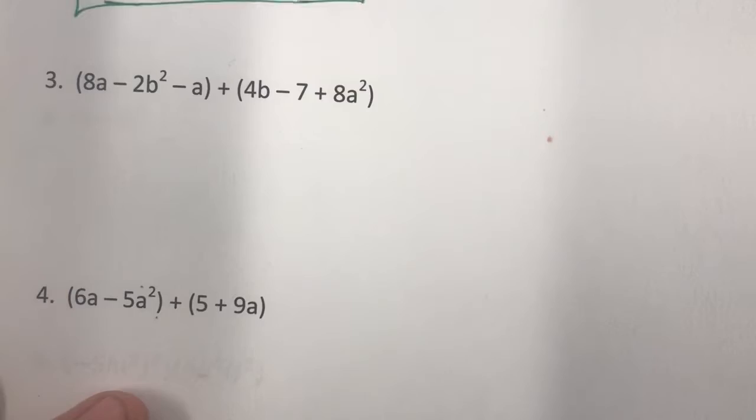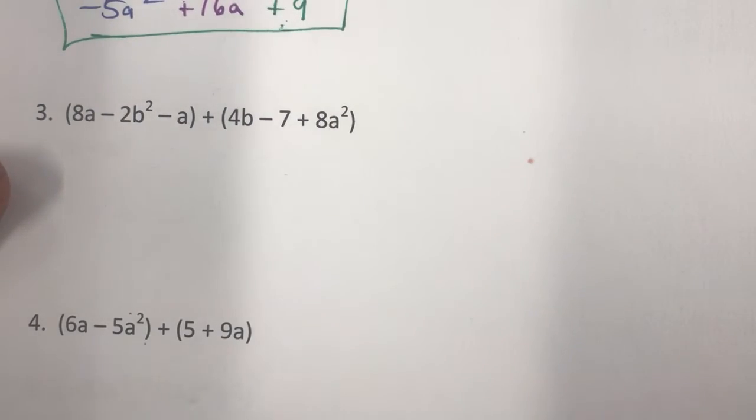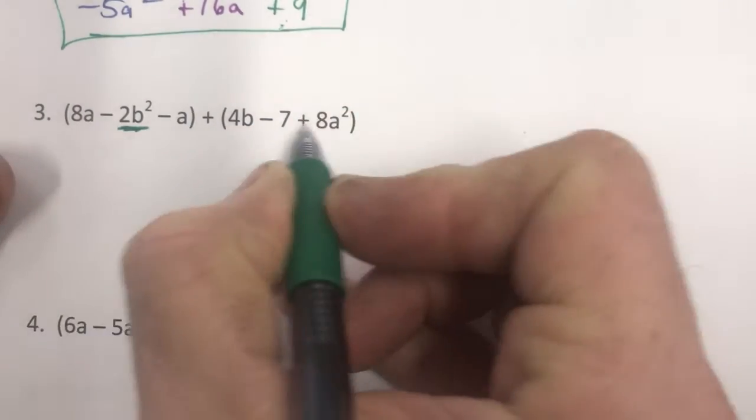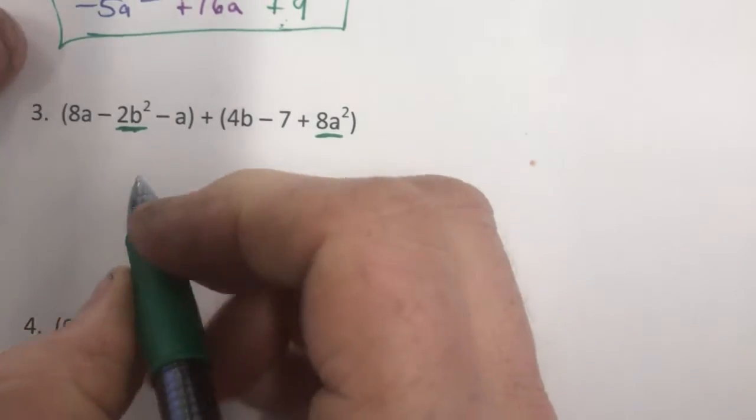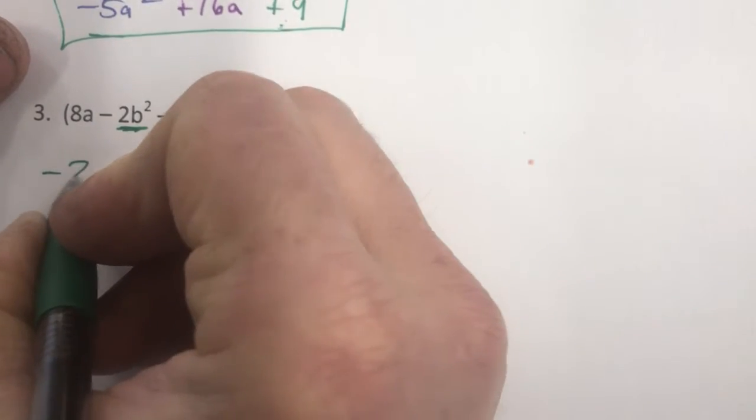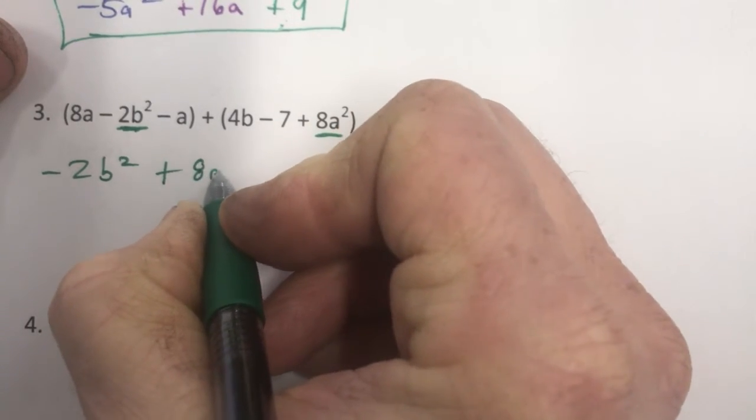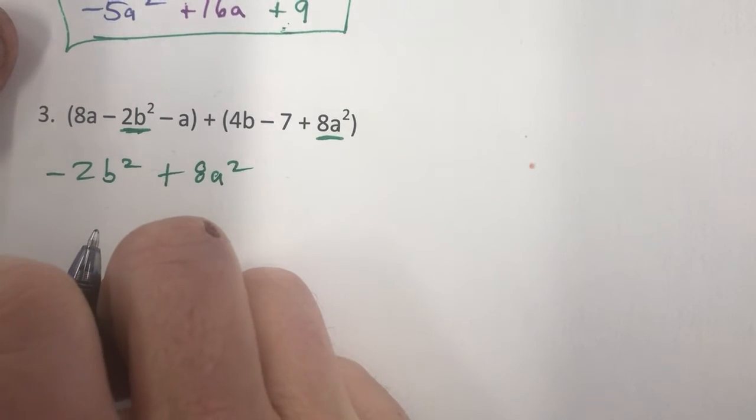Okay, now number 3 here, we're just adding these. So we just start with our highest power, work our way down. So we've got, here's a square, and there's a square, but that's a and that's b. So negative 2b squared plus 8a squared. And we can't put them together because the variables are different.